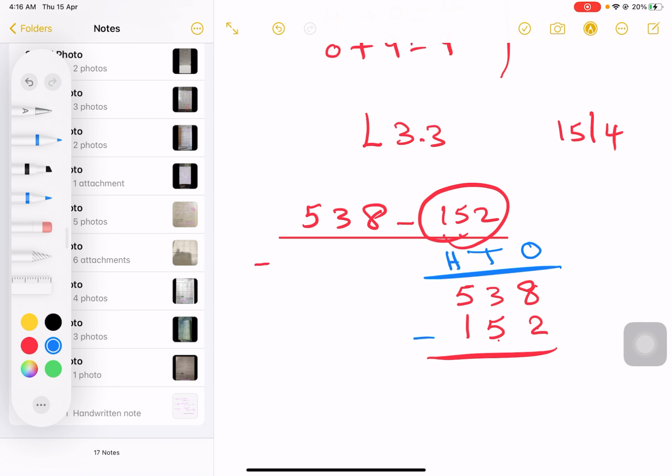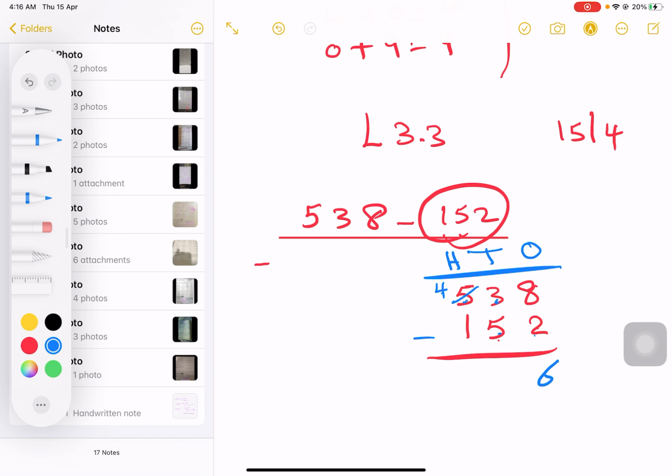I will say 8 minus 2. Can the 8 give you 2? Of course. 8 minus 2, the answer is what? Yes, 6. Now, can the 3 give you 5? No. What the tens will do, it will go to the hundreds and take 100. So here my number will be 4.